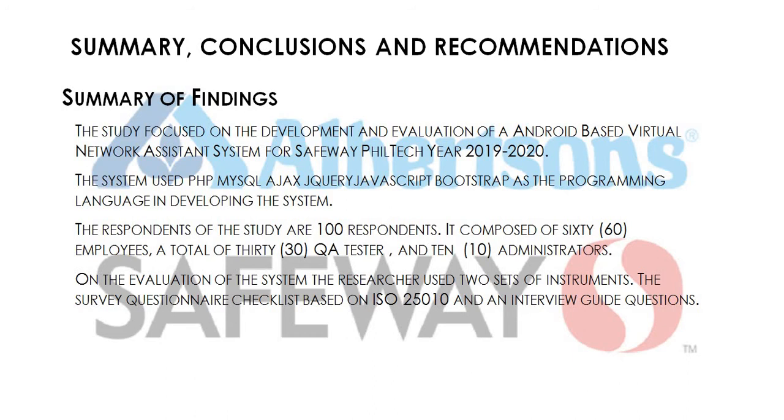Summary, conclusions, and recommendations. Summary and findings. The study focused on the development and evaluation of the Android-based virtual network assistance system for Safeway PhilTech, year 2019-2020. The system used PHP, MySQL, Ajax, jQuery, JavaScript, and Bootstrap as programming languages in developing the system. The respondents of the study are 100 respondents, comprising 60 employees, 30 QA testers, and 10 administrators.